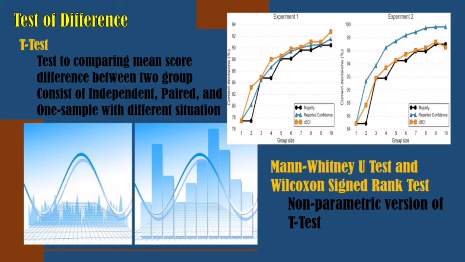Then another is the Mann-Whitney U-test and the Wilcoxon signed-rank test. This is also a measure of test of difference. However, it uses the non-parametric version of the t-test. When we say non-parametric, this is one that does not rely on any distribution.